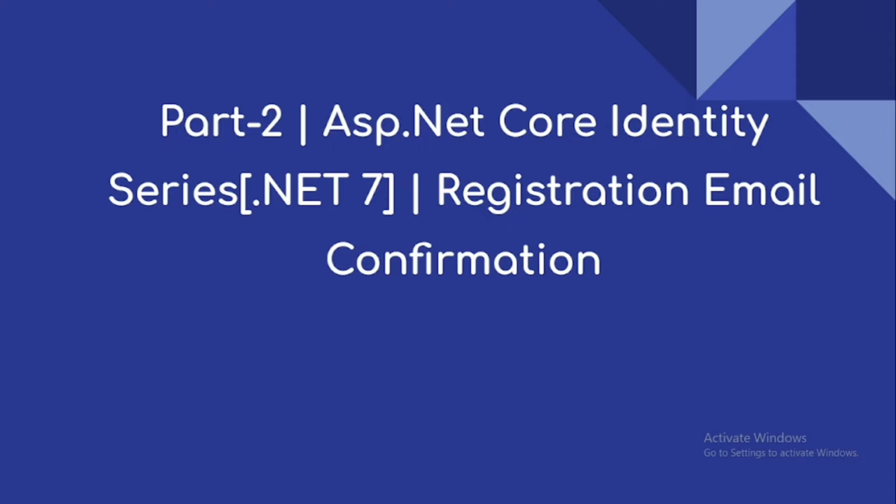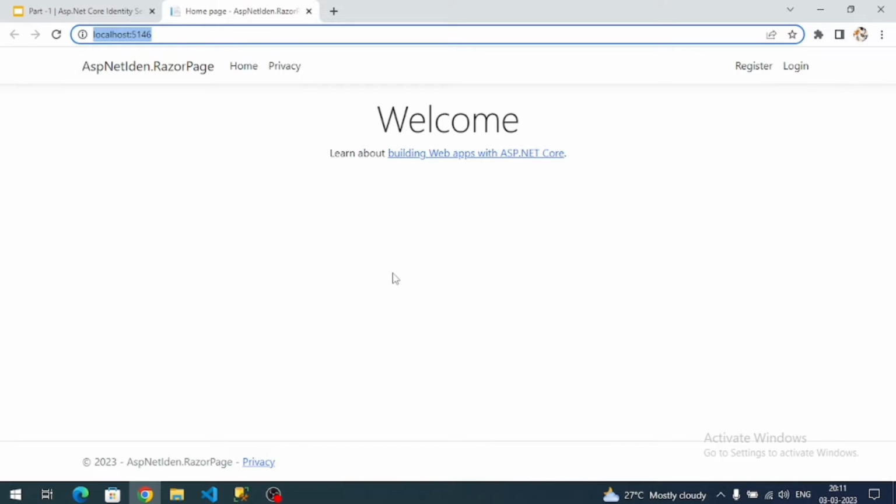So this is part 2 video on ASP.NET Core Identity Authentication series. In this video we are going to do the registration email confirmation. Previously we just followed the fake email confirmation, right?